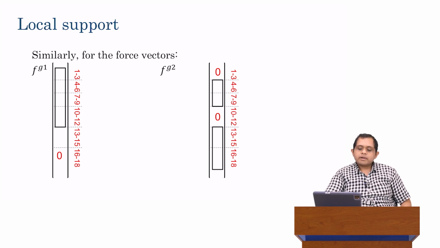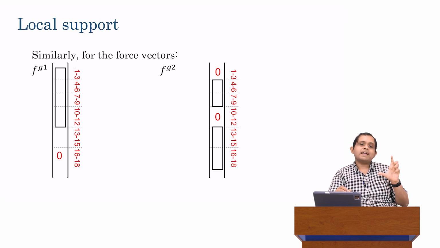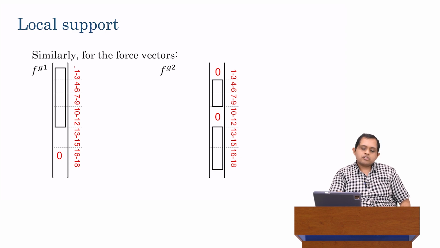We can do the same thing, by the way, for the force vectors. So FG1, this is the global force vector, but only those components which are coming from element 1. Element 1 consists of degrees of freedom 1 through 12. So what we have is FE1, which we know how to calculate. FE1 is simply going to come in this block, and the remaining values are going to be 0 because of the assumption of local support.